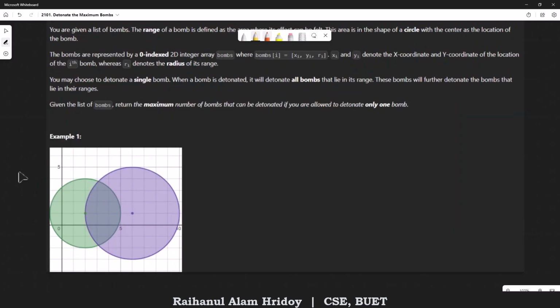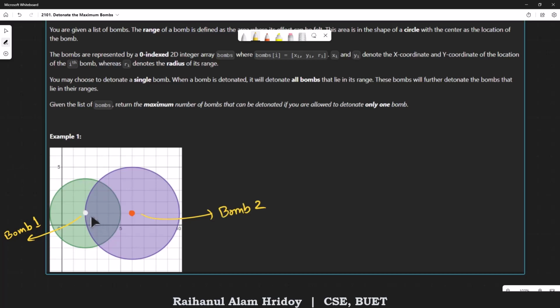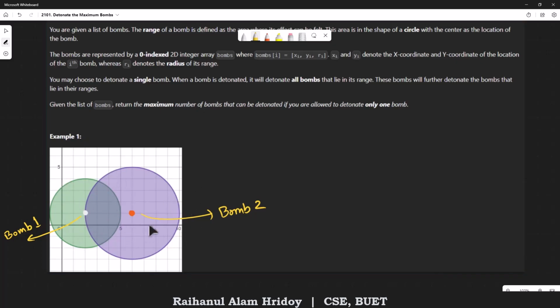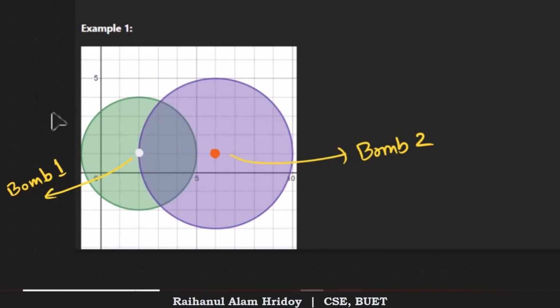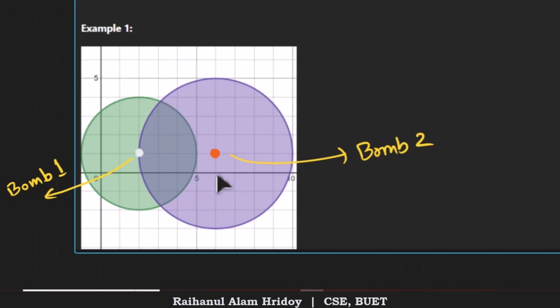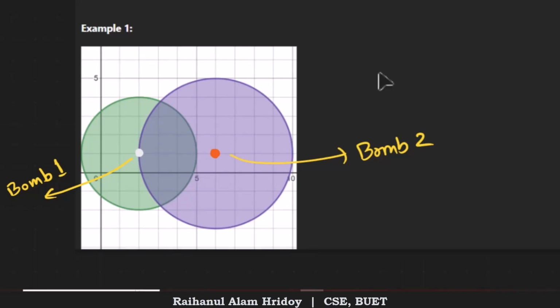Each of these is a bomb, and there's another bomb. So from here we can see that this is bomb 1, and this is bomb 2. You will be given some bombs, and all of the bombs you can see from here. This is a coordinate system, and given this graph figure, this is 0, and then this is 5, and so this will be 6. So the x coordinate of bomb 2 will be 6, and the y coordinate will be 1.